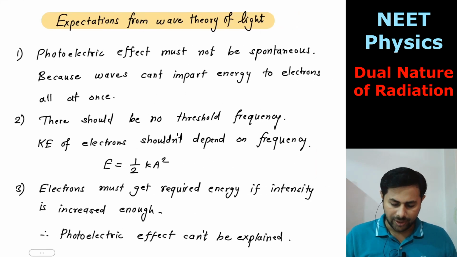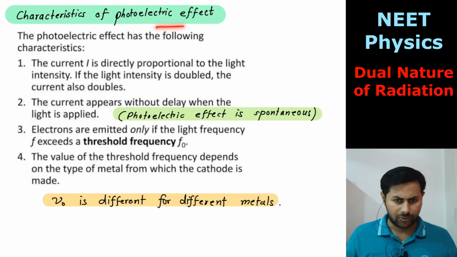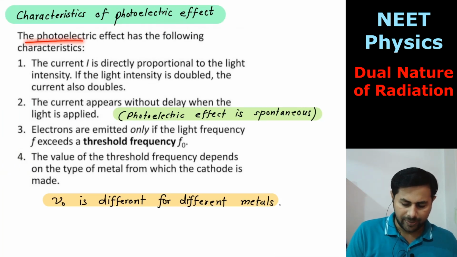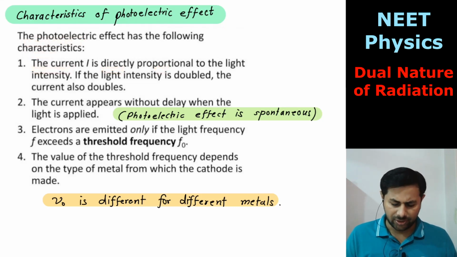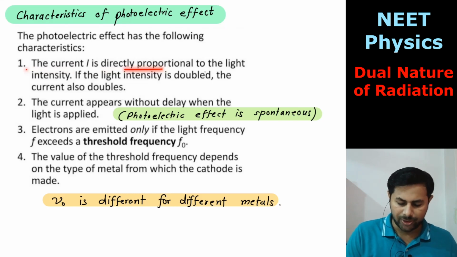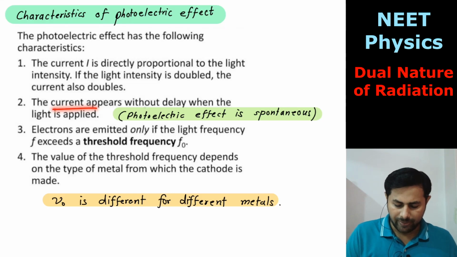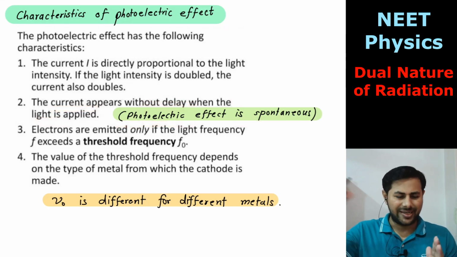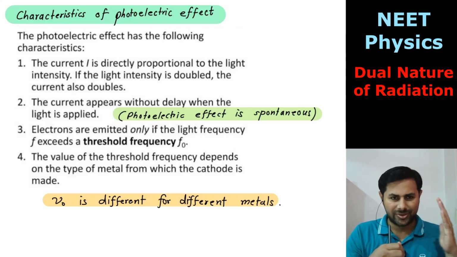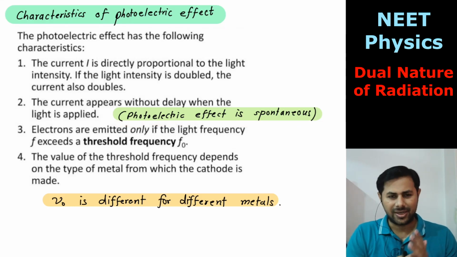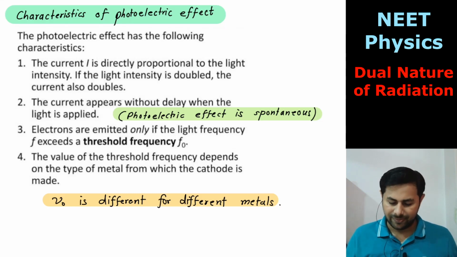Now let's talk about the characteristics of the photoelectric effect. These are just observations. The current I is directly proportional to the light intensity. If light intensity is doubled, the current also doubles. The current appears without delay. This is important: current appears without any delay. The photoelectric effect is spontaneous. Light is incident on the photosensitive material and the electrons come out. It's that fast, right?